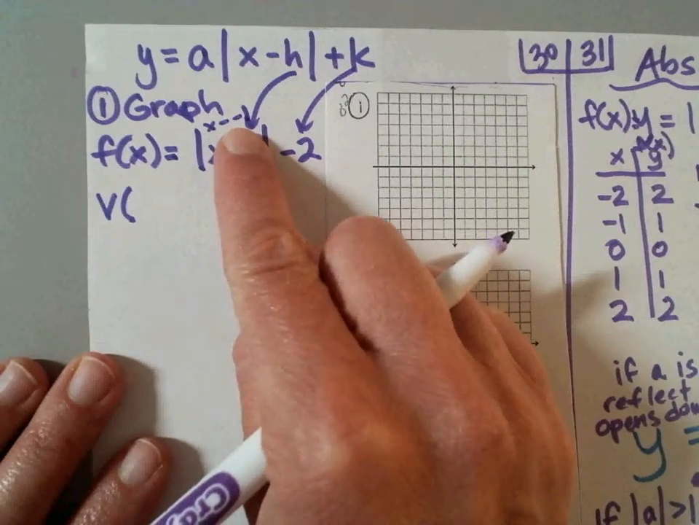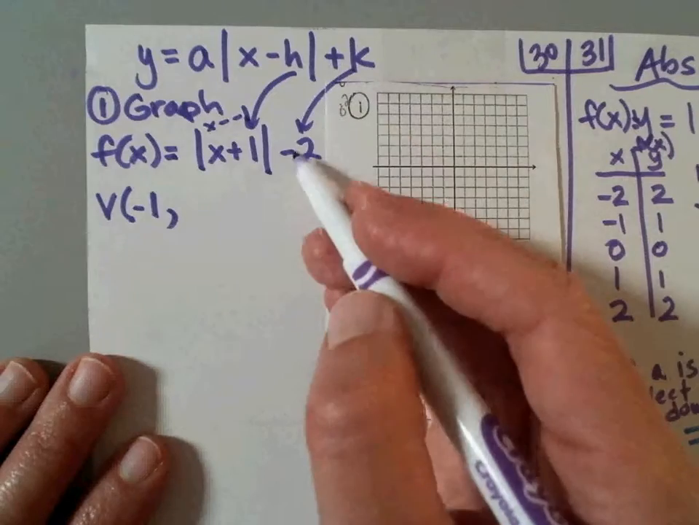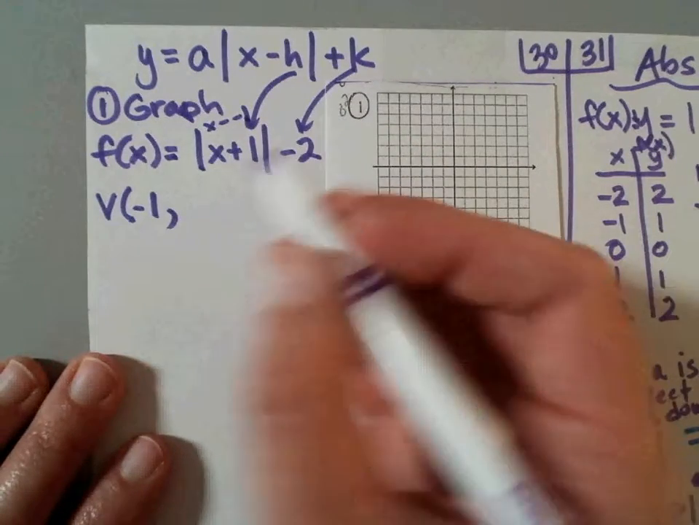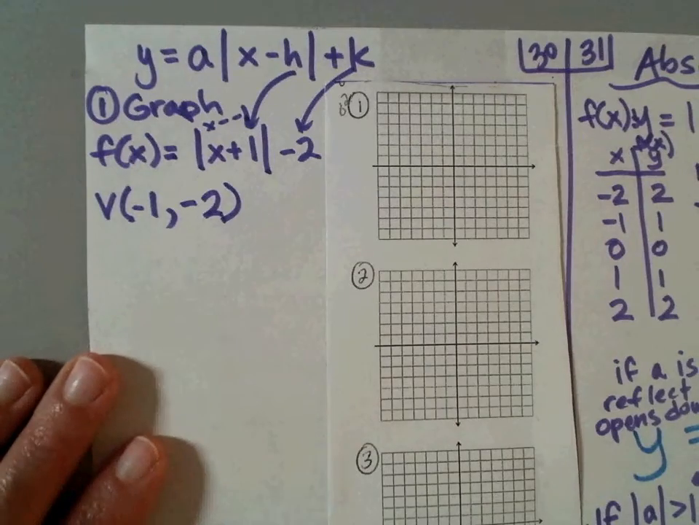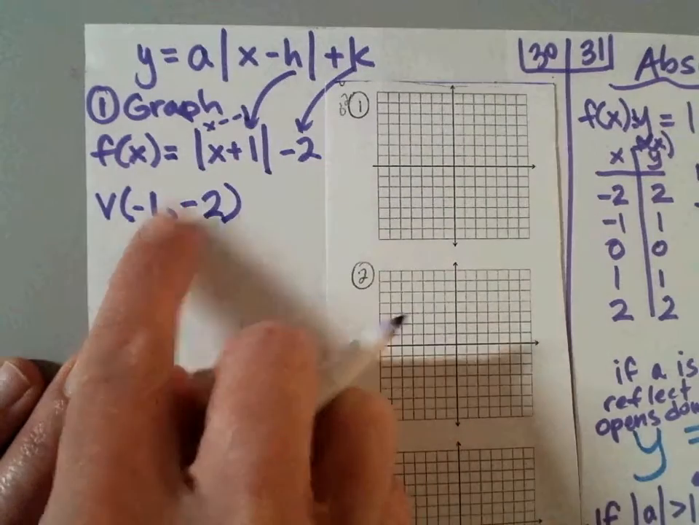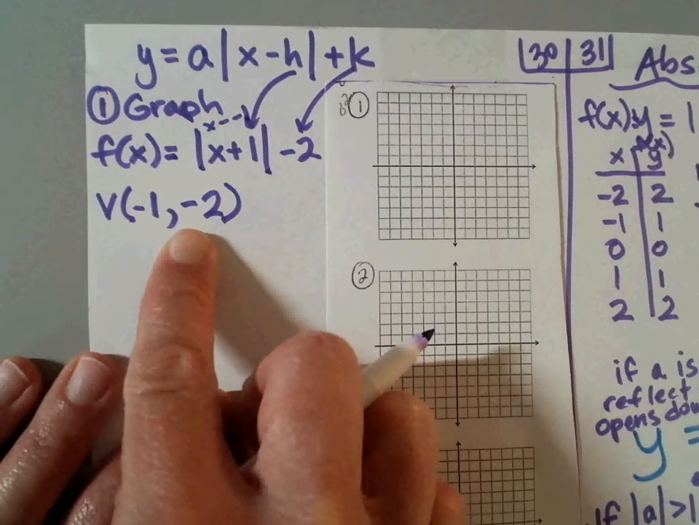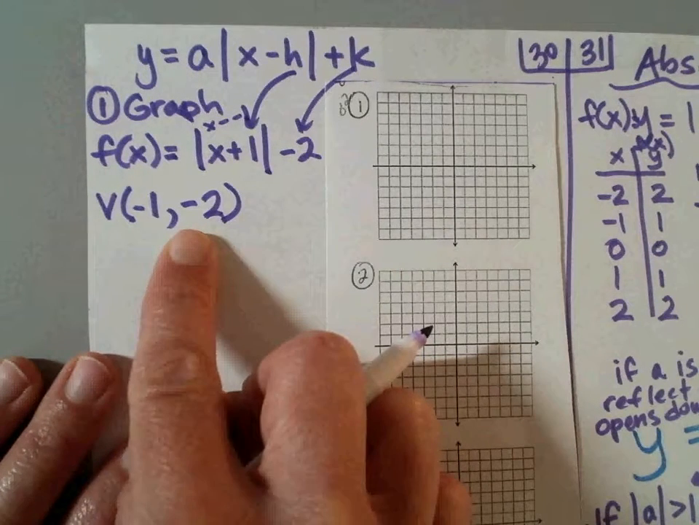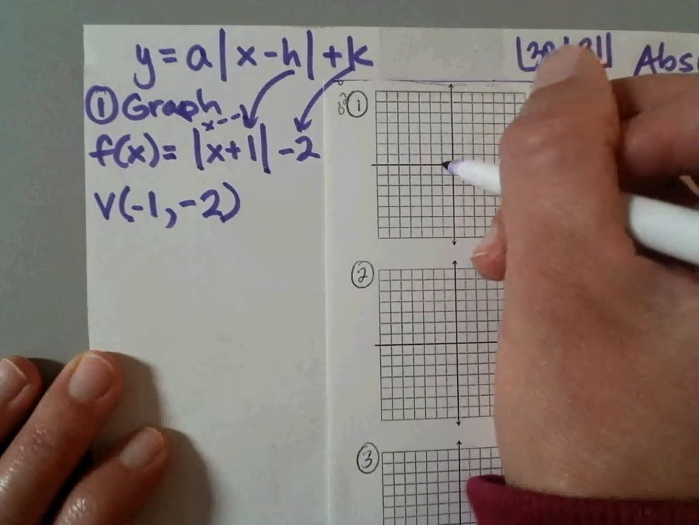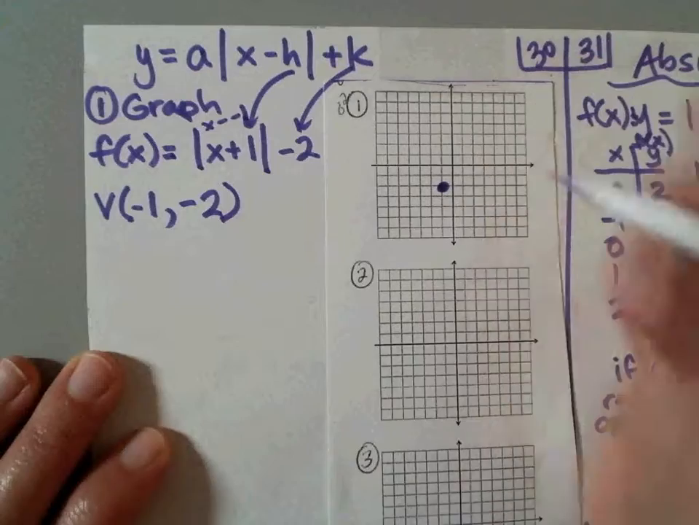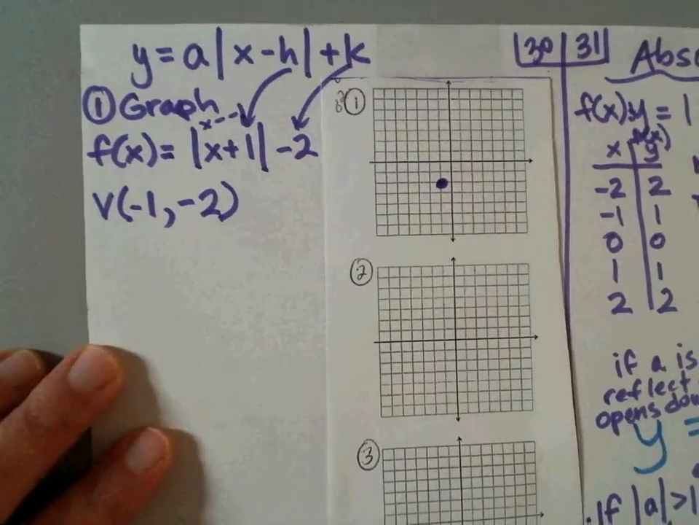And that means you subbed in a what? -1. And then what they put in for the k? The k was a plus and now it's a minus, so they put -2 in. So everybody check and make sure you agree with that vertex. -1 and -2. All right. Now, all we do is plot that vertex. So go to your graph over here, -1, -2. So left 1, down 2, put a dot. -1, -2, put a dot.